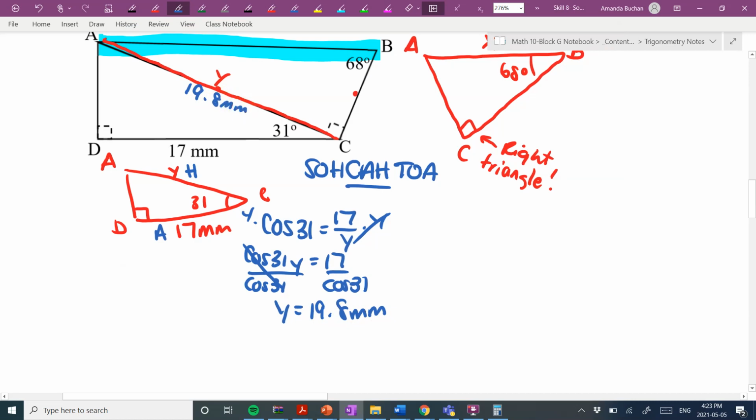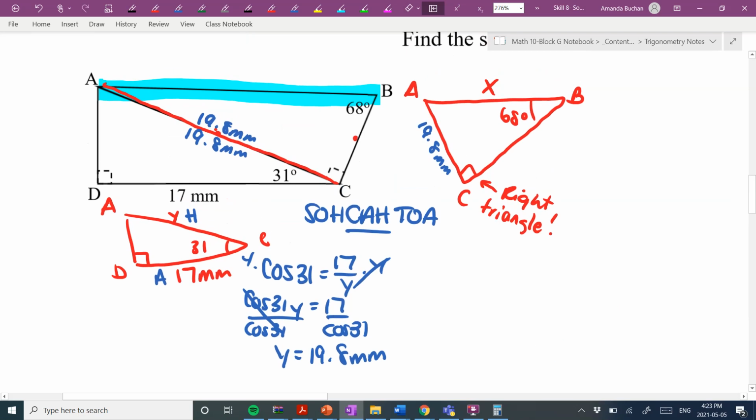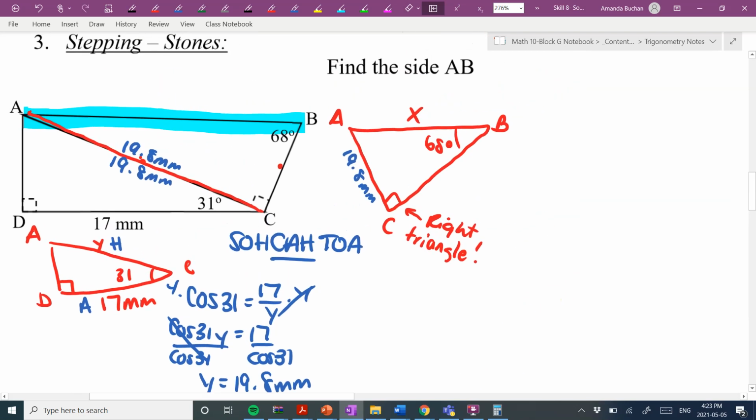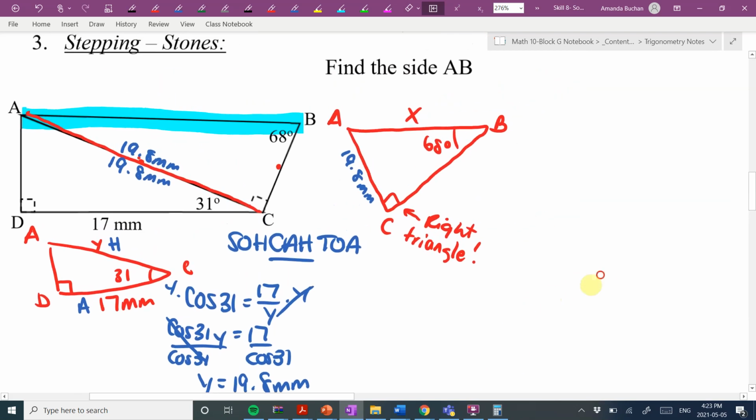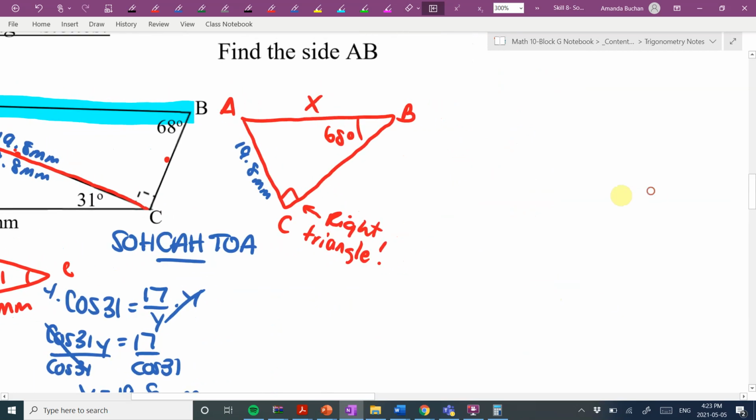Which means that we can translate that, because if it's 19.8 on one side, it's also going to be 19.8 on this side. And that means that in my triangle, we now have a side. So once I've done that stepping stone, I've found one missing side, now I can solve my triangle.